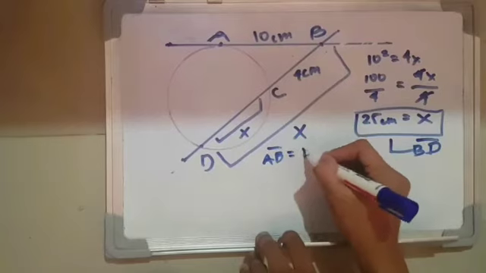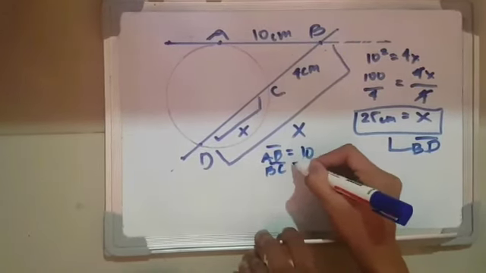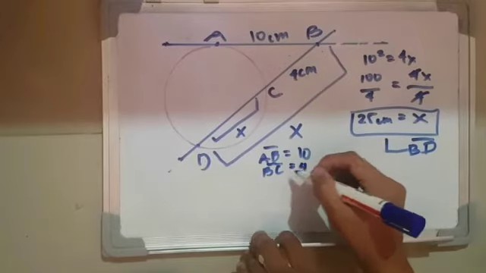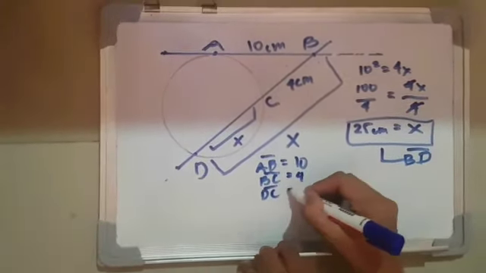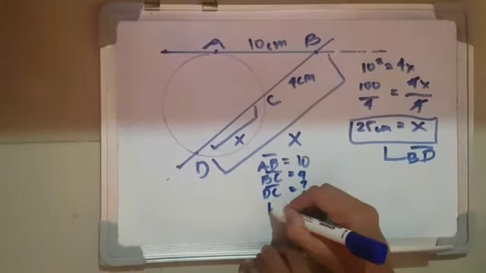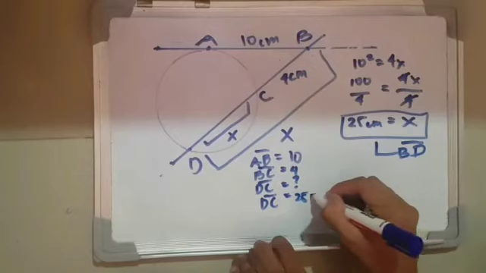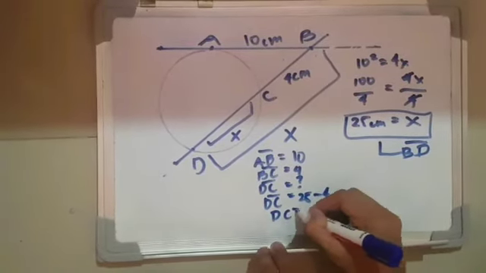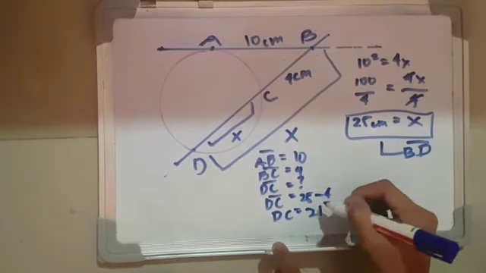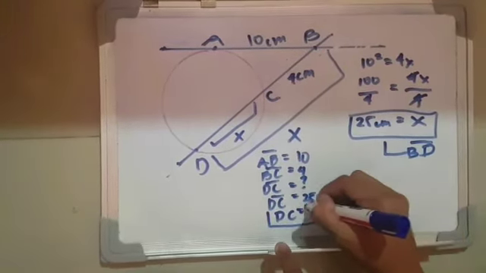AB is equal to 10 centimeters. BC is equal to 4. DC is still unknown. So what we are going to do is subtract BC from BD. So 25 minus 4. So DC is equal to 21 centimeters.